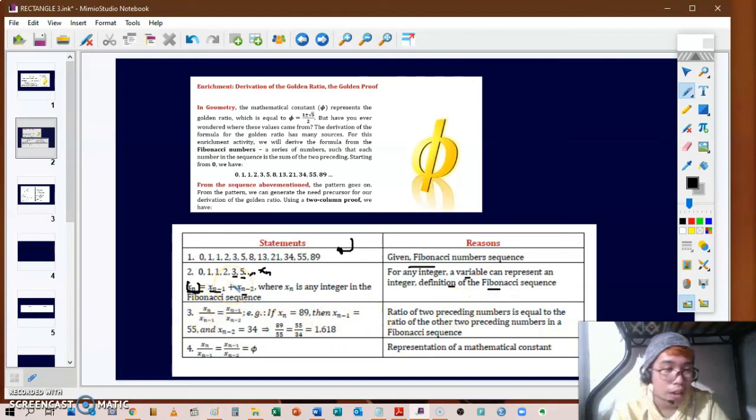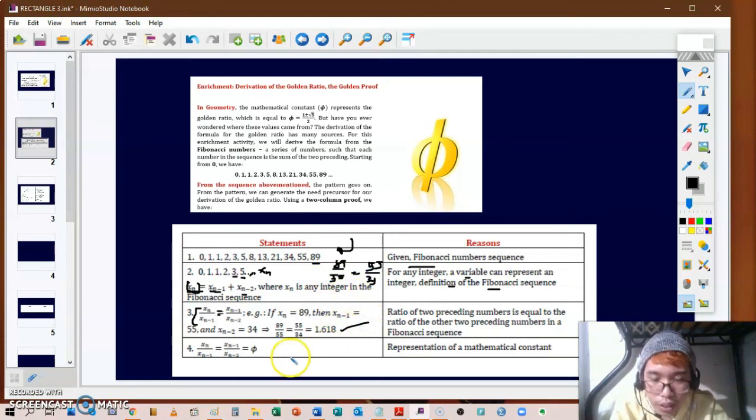From here, we can derive a ratio from the given information. x sub n all over x sub n minus 1 can be equal to x sub n minus 1 all over x sub n minus 2. To make it more concrete, if x sub n is 89, then 89 over 55 is equal to 55 over 34. This property holds true throughout this proof.